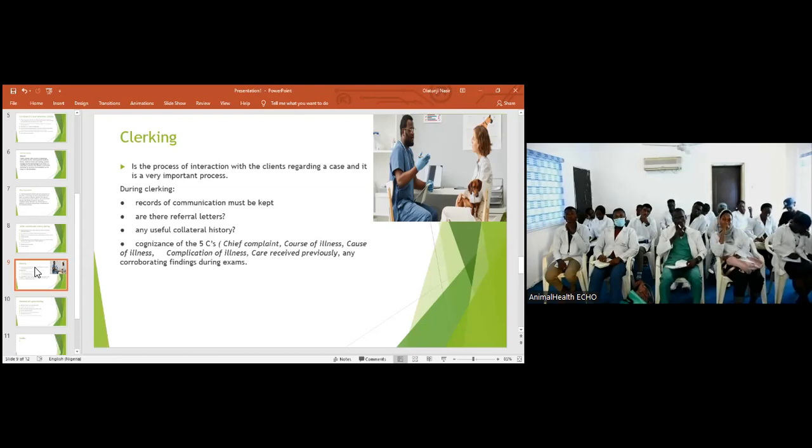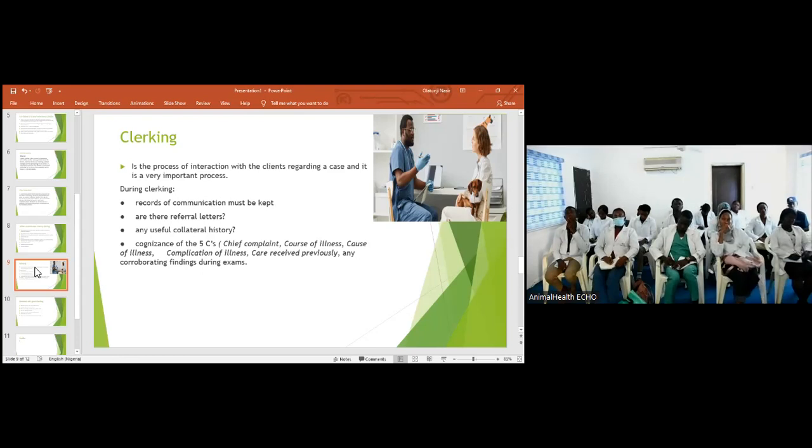Because you are not going to be upbeat, you are not going to be enthusiastic, and you won't have any positive outcome anyway. So cognizance of the 5 C's: the chief complaints that they are bringing, the cause of the illness, which sometimes you have to determine; then complication of illness, you have to determine it; and then any corroborating finding during exams. Most of this, we are going to breathe life into next week. That's why I'm not going to go into them so much, because our time is fast spent, really.